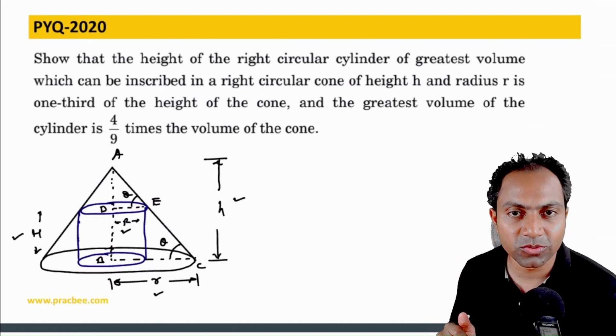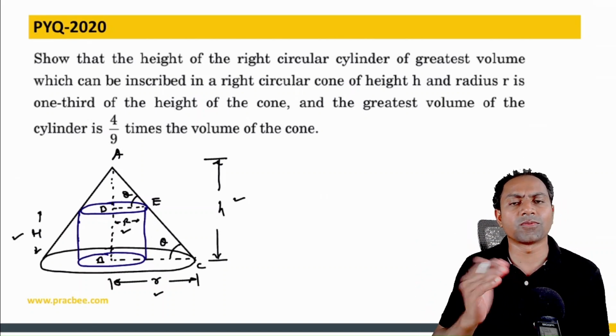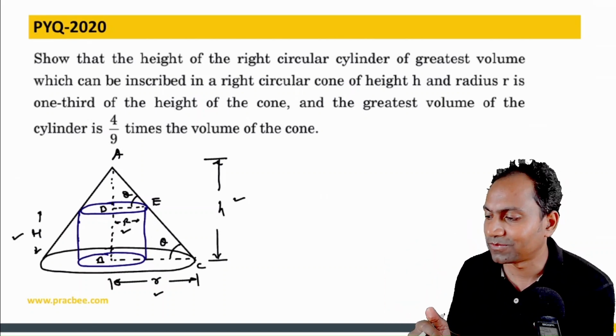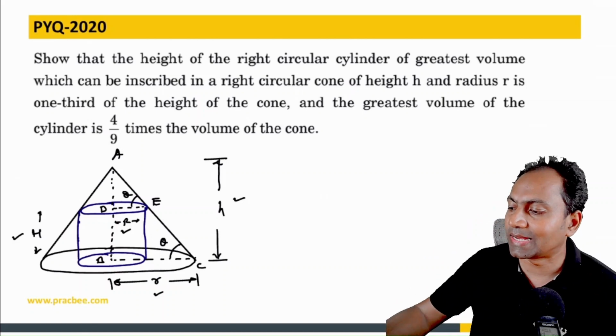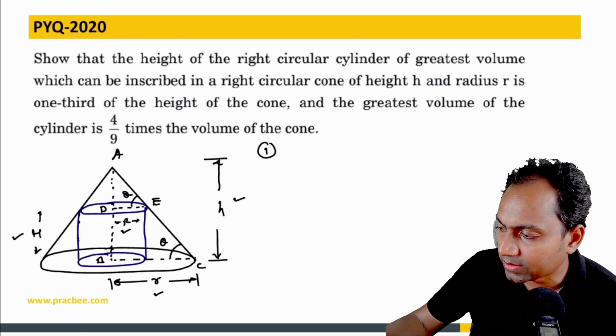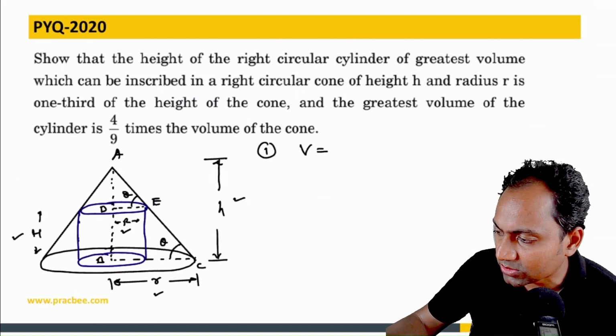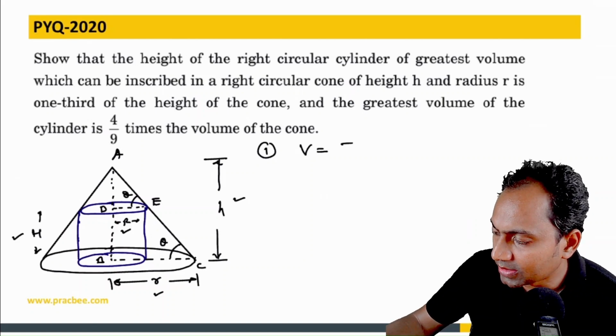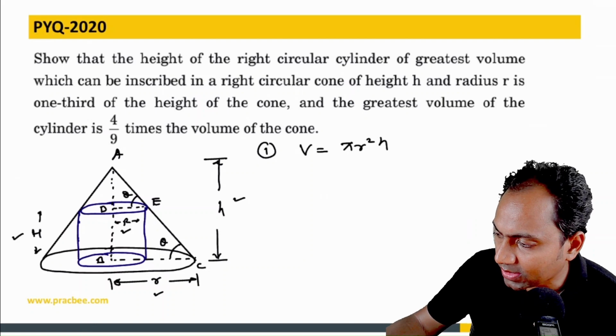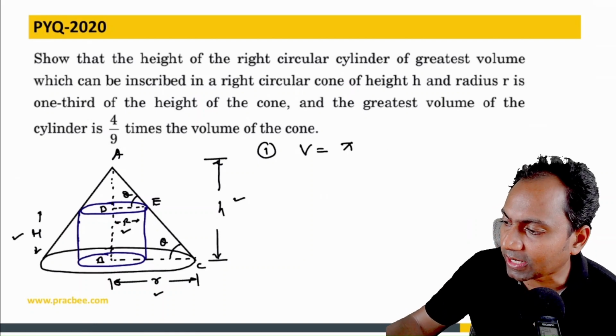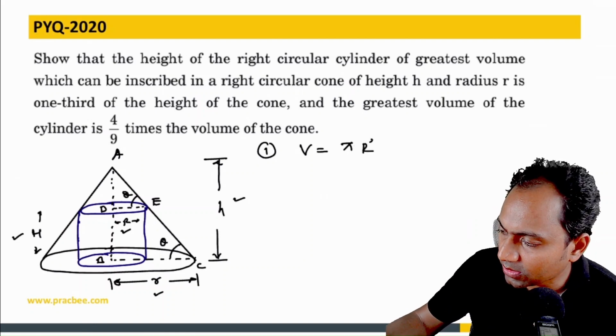Now this is what the question talks about, and then they also talk about the volume. Once you get the height, obviously you will get the volume. So now let us first write what we want to find. What we want to maximize here is the volume of the cylinder. It is pi r square h. Since we have taken capital R, let us put r square and capital H. This is what we want to maximize.